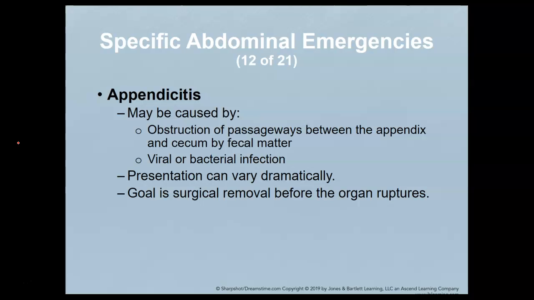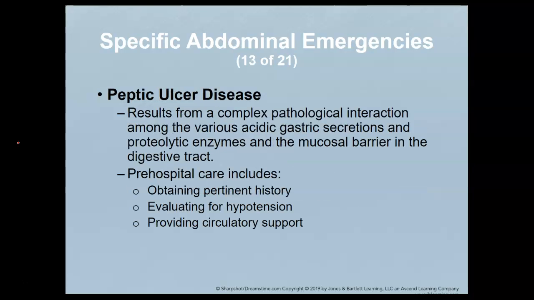So, peptic ulcer disease. Now you're going to see this sometimes. It's a complex pathological interaction among various acidic gastric secretions and proteolytic enzymes in the mucosal barrier and digestive tract. Okay? So for us, we're going to evaluate for hypotension, provide circulatory support, and obtain a pertinent history, right?